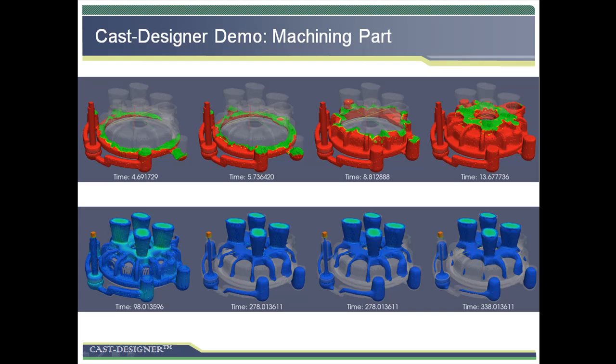This is an example of the simulation result of a machined part. The result included the filling process and solidification process. The blue color shows the liquid spots in the X-ray method.